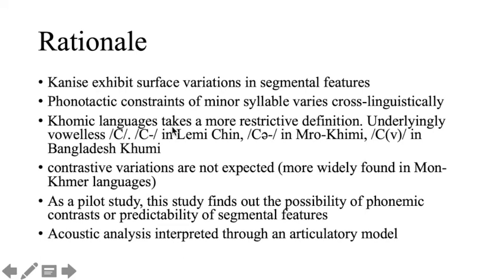But in previous studies of minor syllables in the Khomic language family, we do find that Khomic languages generally take a more restrictive definition in that the minor syllable can only be composed of a single consonant, which means any vowel and pitch found is therefore uncontrastive. This is to say that contrastive variations are not expected in Kanise Khumi. It is more commonly attested in non-Khomic languages like Khmu or Kensiu, and so this paper serves as a pilot study looking into the possibility of phonemic contrast or predictability of segmental features in minor syllables, with the help of an acoustic analysis whose results will be interpreted through an articulatory model.